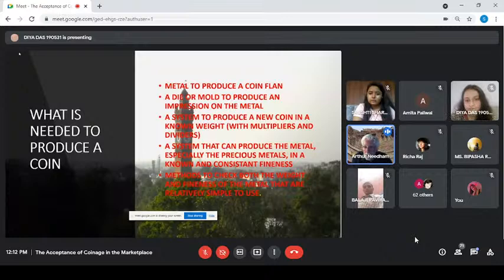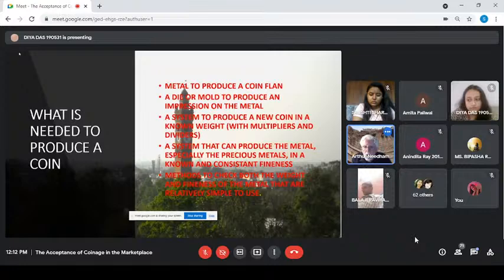And also, a system that can produce metal, especially the precious metals, in a known and consistent fineness. Was there in history the ability to say, I'm going to produce silver coins and the silver coins are going to be 95.5% silver? Where did this technology come from, and how long has that technology been there?